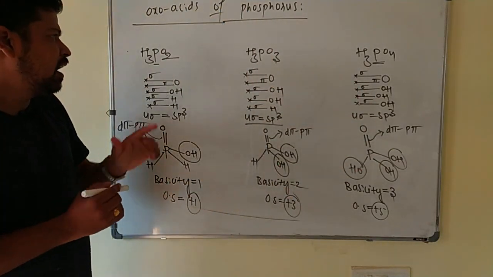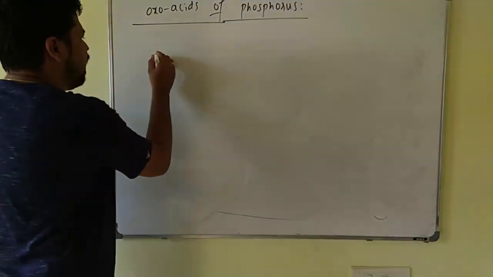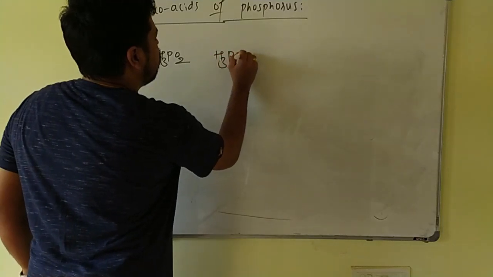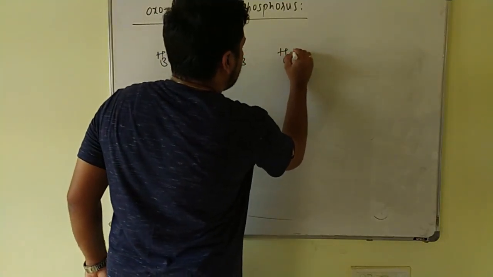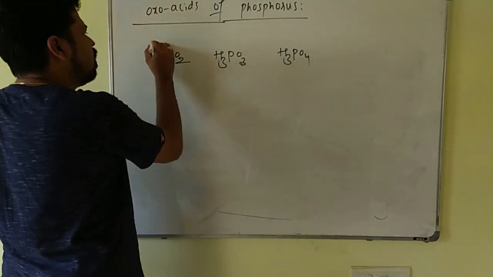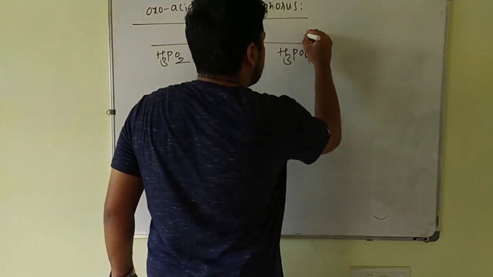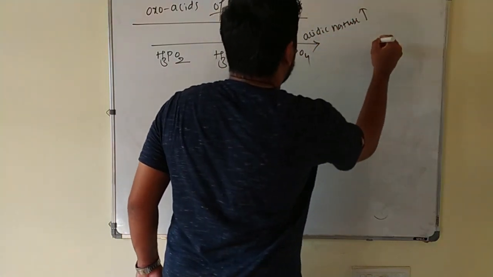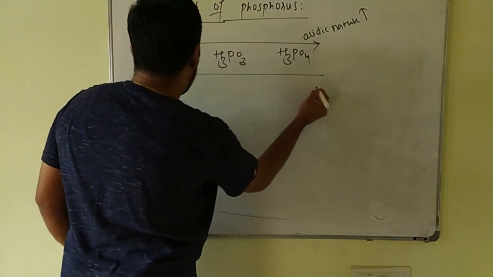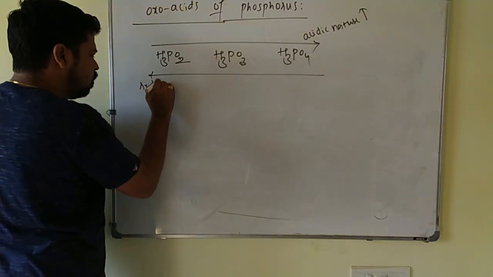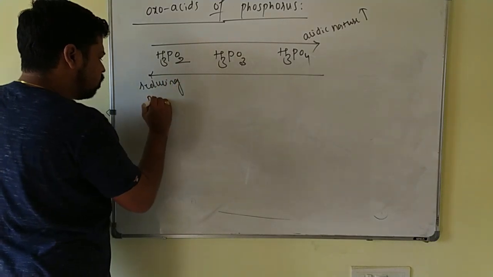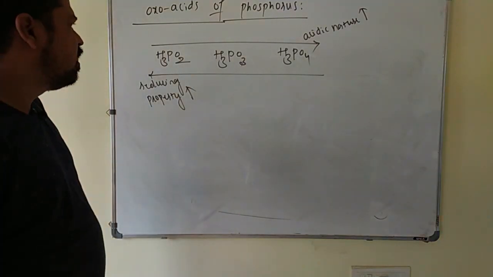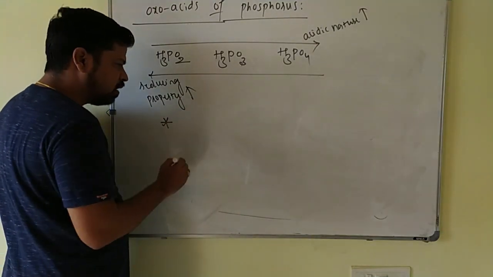You will write one point regarding these 3 acids. I will write H3PO2, H3PO3, H3PO4. So in this direction, acidic nature increases. In the reverse direction, reducing property increases. Next, in the NCERT they have asked one question.